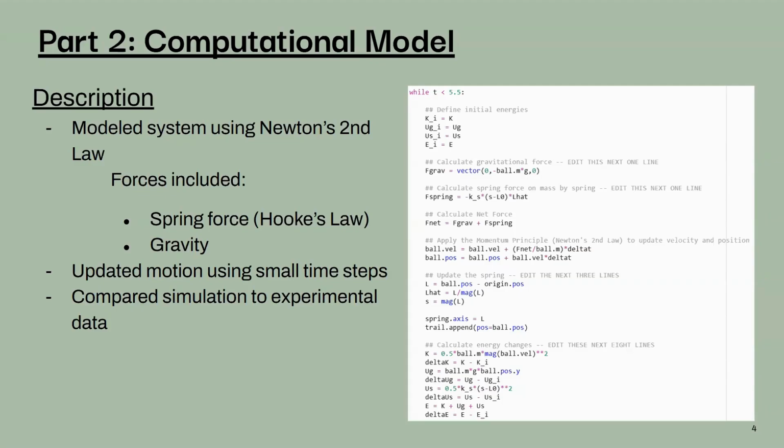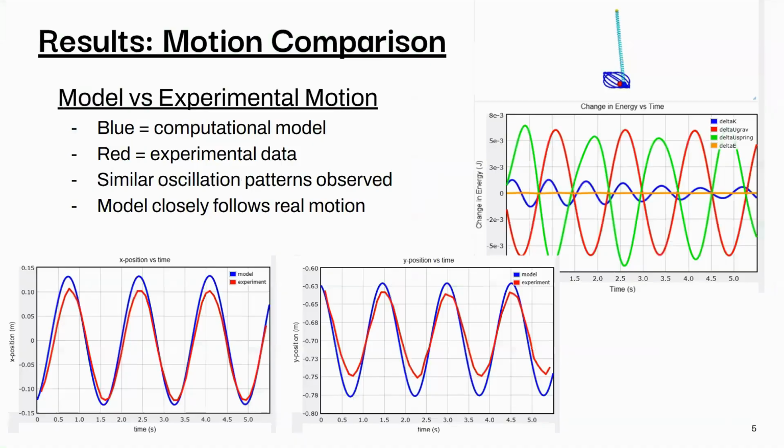Using the net force, this model applies Newton's second law to update the velocity and position of the mass over small time steps. This iterative process allows the simulation to predict the motion of the system over time. The model also calculates the system's energies, including kinetic energy, gravitational potential energy, and spring potential energy, which are used to analyze energy conservation.